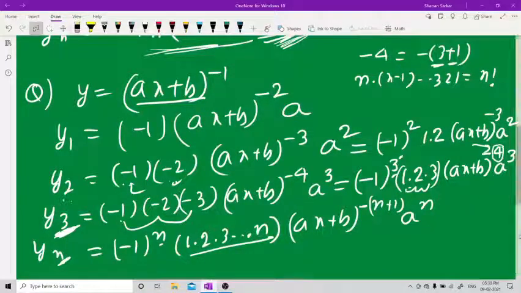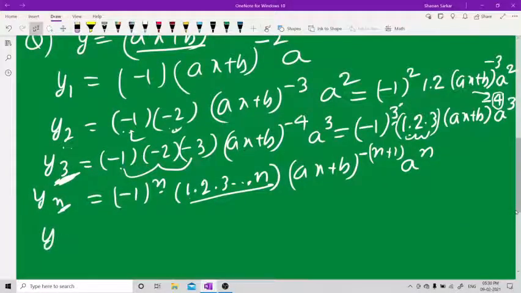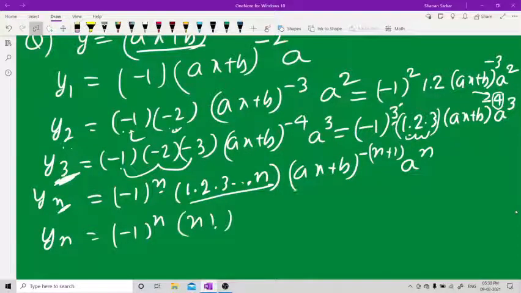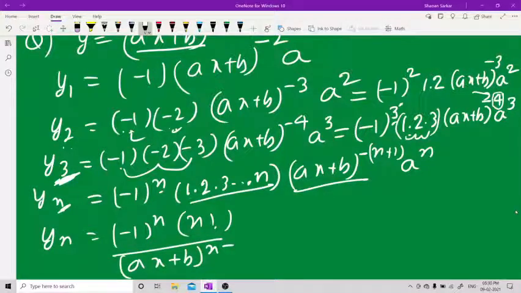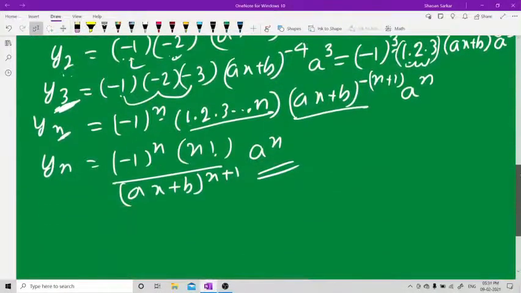So now you have got the nth derivative of y as minus 1 to the power of n, n factorial. Take this down. It is (ax plus b) to the power of minus (n plus 1) and a to the power of n. This is the way you need to do. Let us do another question in this.